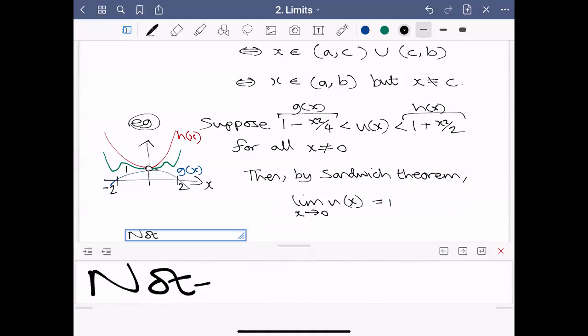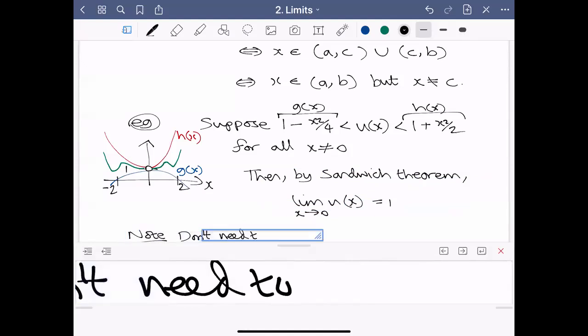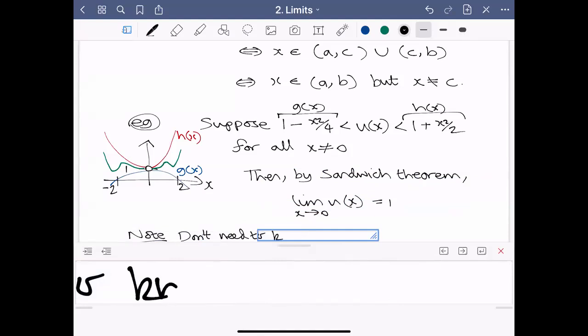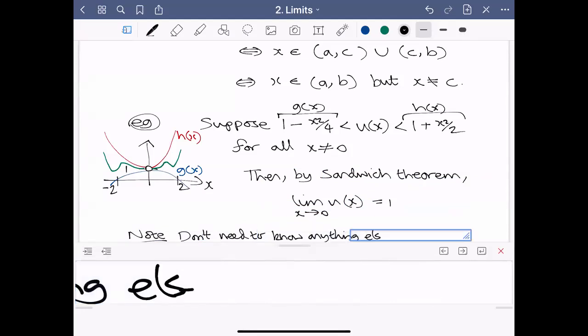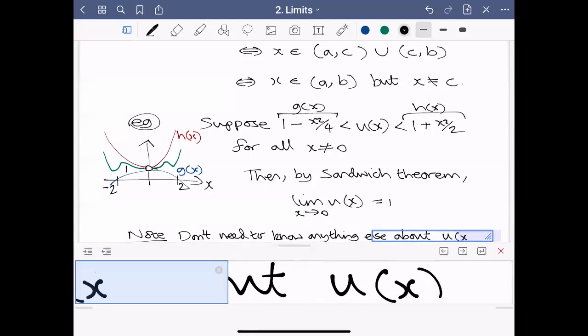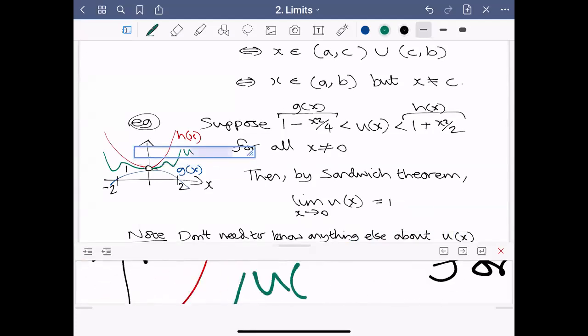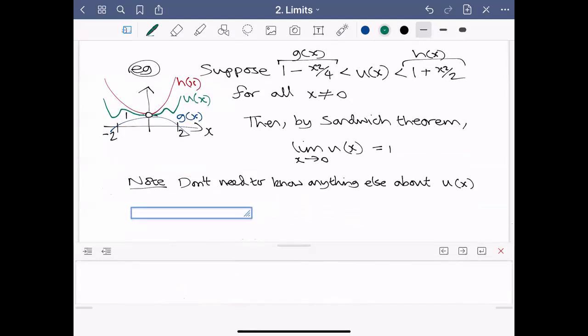Note, we don't need to know anything else about this function u(x). Oh, let me write this as u(x) here.